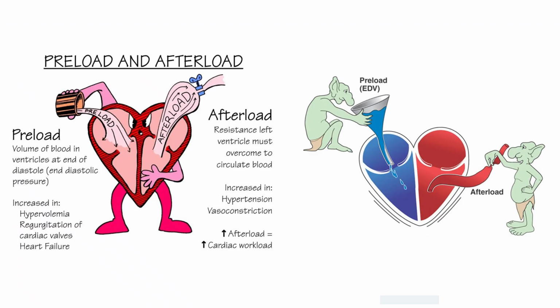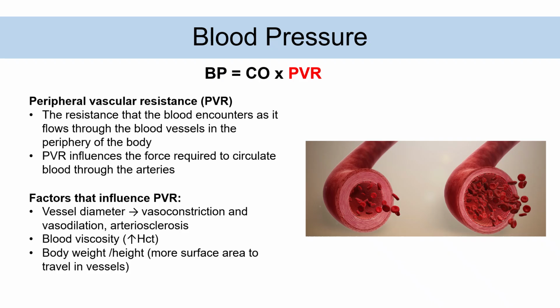And this is just another picture depicting preload and afterload. Okay, so now we're going to talk about blood pressure. Now the formula for blood pressure is cardiac output times peripheral vascular resistance. So we know what cardiac output is. What is PVR, or peripheral vascular resistance?